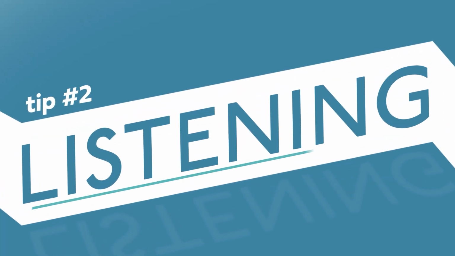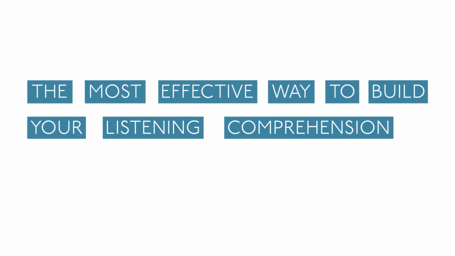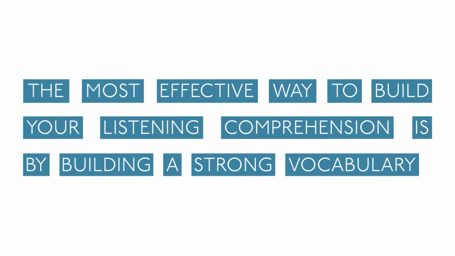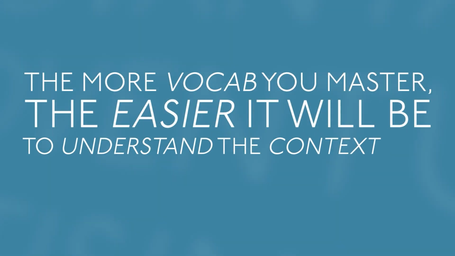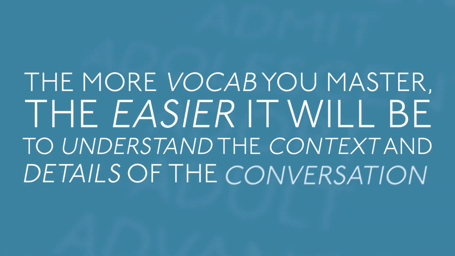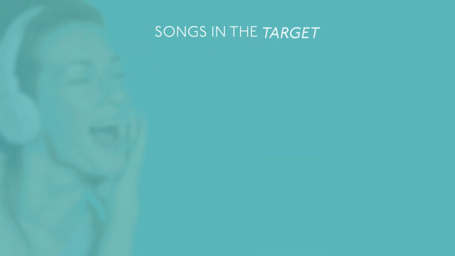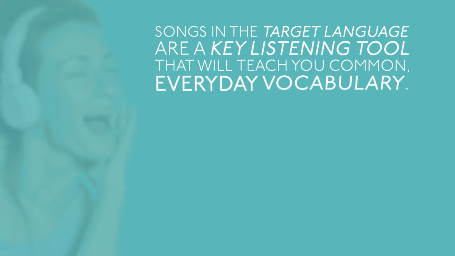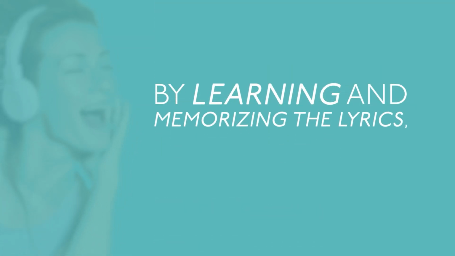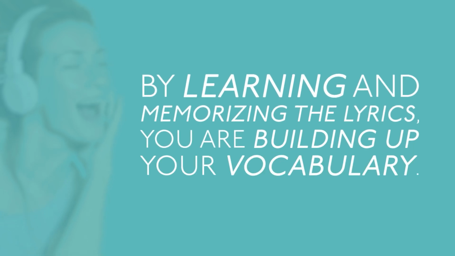Tip number 2, listening. The most effective way to build your listening comprehension is by building a strong vocabulary. The more vocab you master, the easier it will be to understand the context and details of the conversation. Songs in the target language are a key listening tool that will teach you common, everyday vocabulary. By learning and memorizing the lyrics, you're building up your vocabulary.